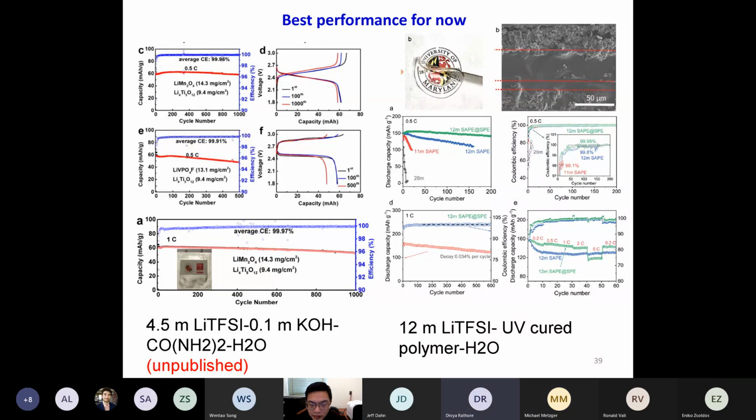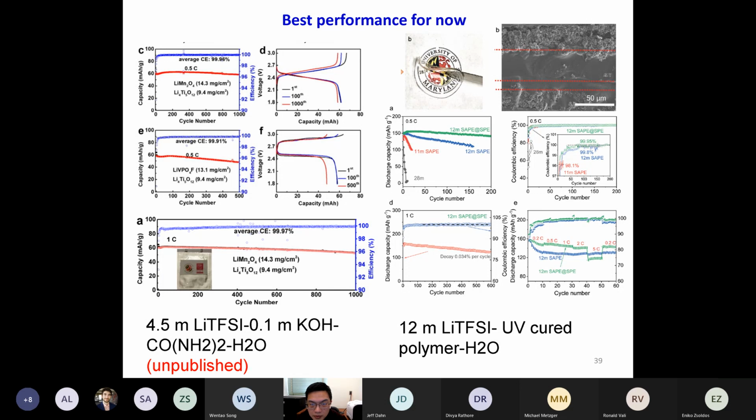I was just curious, with this 4.5 molar or 12 molar LiTFSI, is the cost comparable to modern lithium-ion batteries? No, it's still way more expensive than the organic system. Because in the organic electrolyte system, the electrolyte cost compared to the electrode material is very low. But the lithium TFSI salt here is still very expensive. So even with 4.5 molar, it's still very high cost.